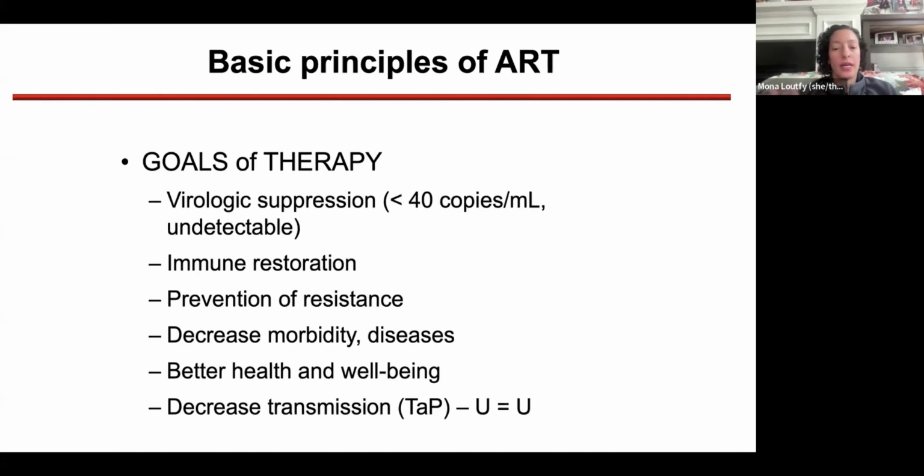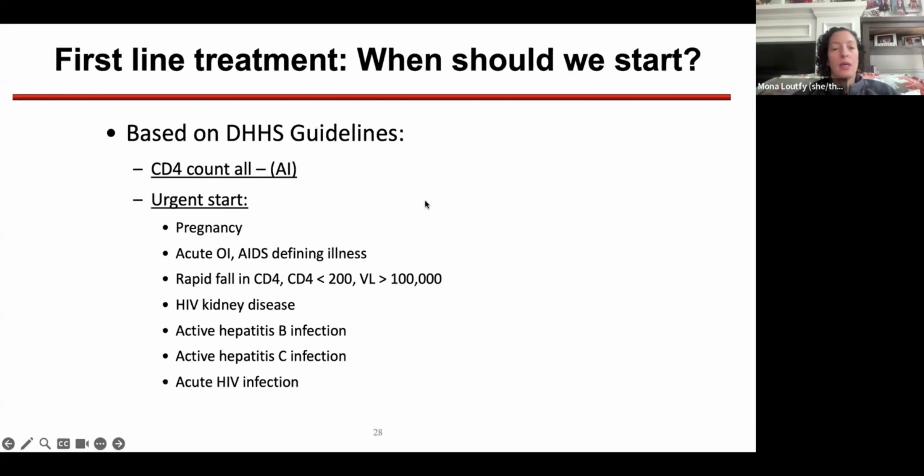And then you've probably heard of U equals U, undetectable equals untransmittable, also known as treatment as prevention. That's another reason to do rapid starts: getting somebody engaged in care and on treatment as quickly as possible. Because if the viral load is undetectable, it's untransmittable. And basically now the guidelines say that we should be treating everybody, no matter what their CD4 count is. In the old days, when the drugs weren't as good, we would wait till the CD4 count was below 350 or 200. We don't do that anymore.